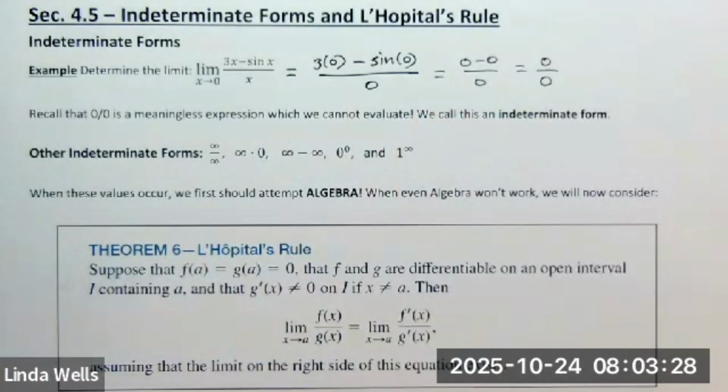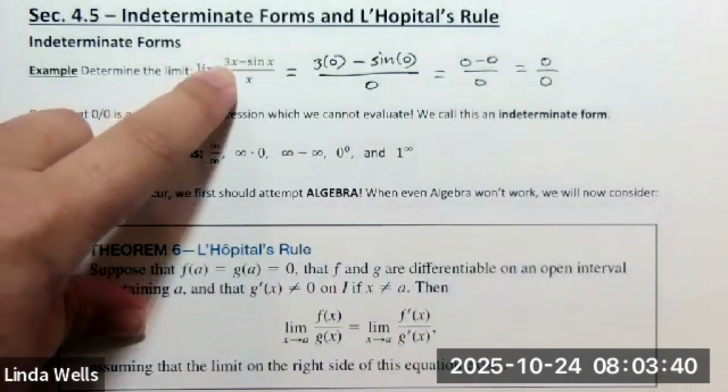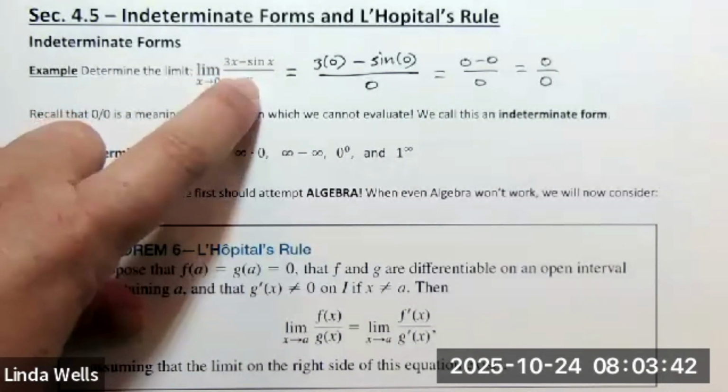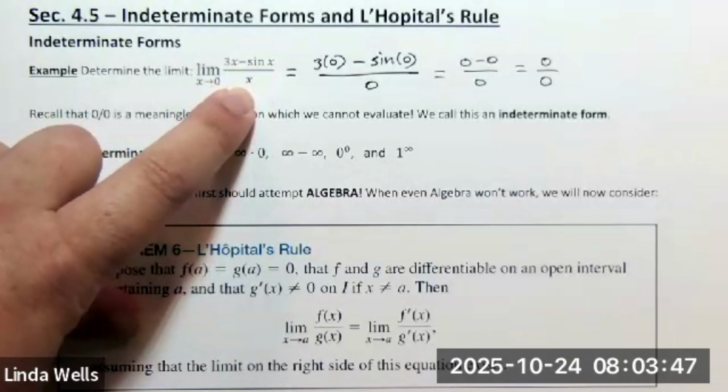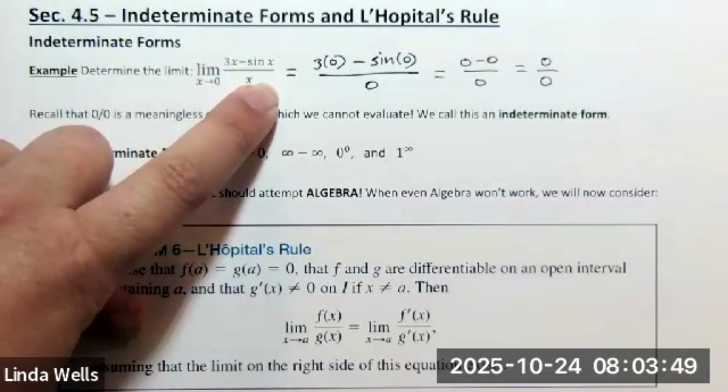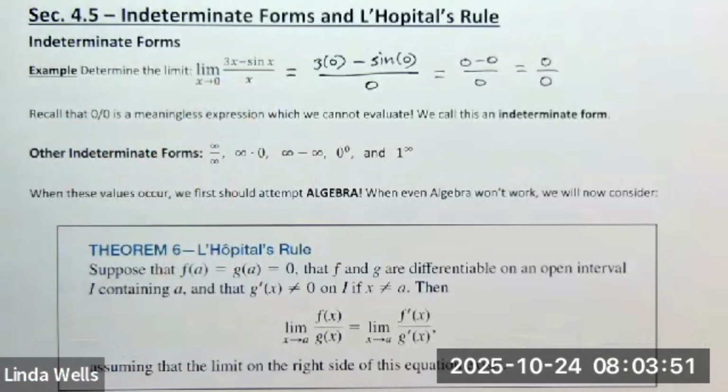Back in olden days, 7 weeks ago-ish, we would have to use all of those algebra manipulation techniques to be able to find this answer. In this case, it would have been separating the fraction. So 3x over x minus sine of x over x. Separate the fraction, and then the first one you can evaluate, and the second one is the sine of theta over theta rule. We don't have to do that anymore though, because today we're going to learn a new technique.